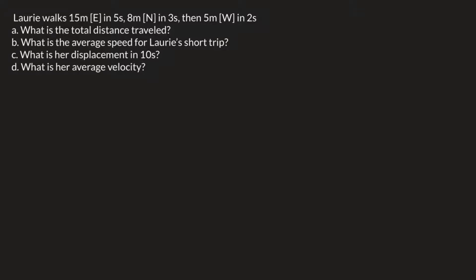Let's take a look at this one-dimensional motion question that shows that Lori is walking 15 meters east in 5 seconds, 8 meters north in 3 seconds, then 5 meters west in 2 seconds. The first part, A, is asking us to solve for the total distance traveled.